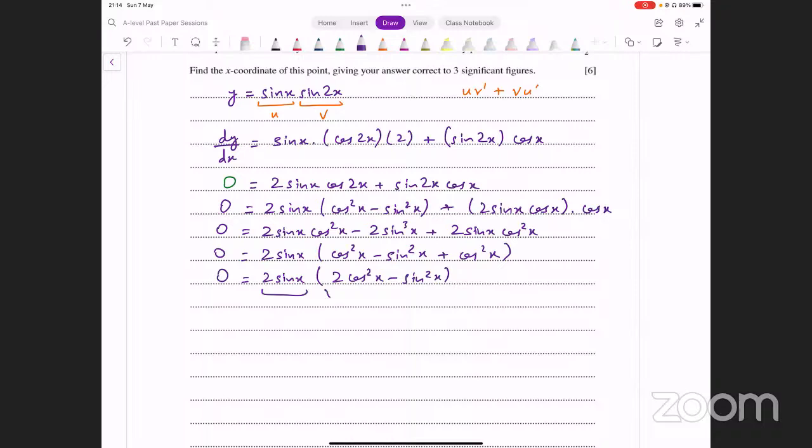And now it's a product. One thing is being multiplied by another thing, and we are given that the product is equal to 0. इसका मतलब क्या है? Either the first expression is 0 or the second expression is 0. दोनों में से एक expression 0 होनी चाहिए. तो हम क्या करते हैं? हम कहते हैं कि either 2 sin x equals 0 or 2 cos square x minus sin square x equals 0. ठीक है, दोनों को अलग अलग 0 से इक्वेट कर देते हैं.